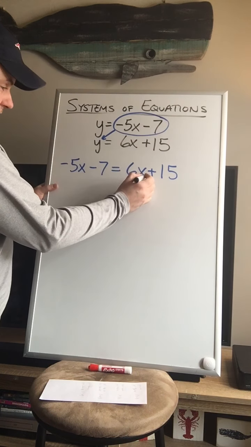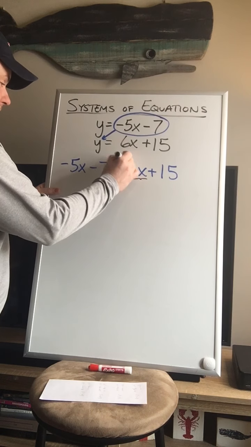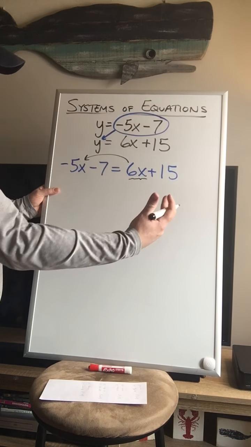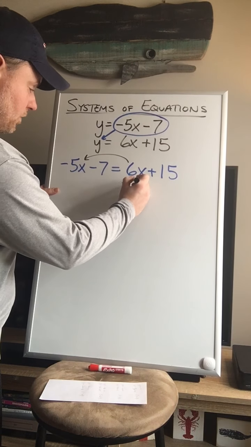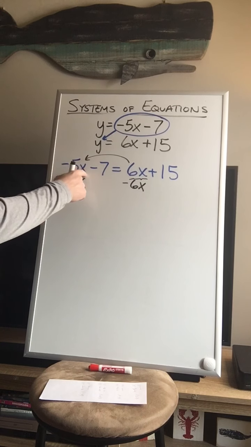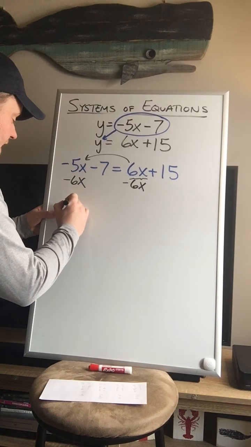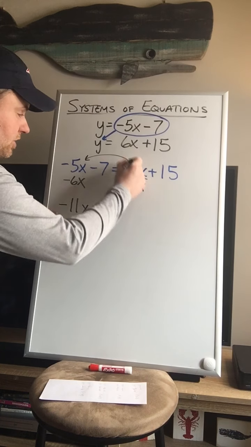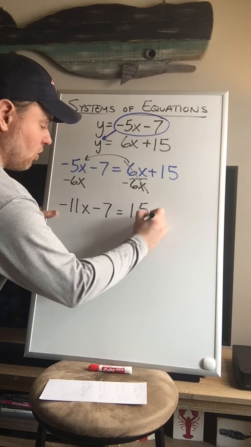So here, I'm going to take the 6x, and I'm going to move it over with the 5x. Since I'm moving across the equal sign, I have to do the opposite, the inverse. So I'm going to minus 6x. So minus 5x minus 6x, that's going to make negative 11x. Minus 7, this is now gone, and I get 15 over here.